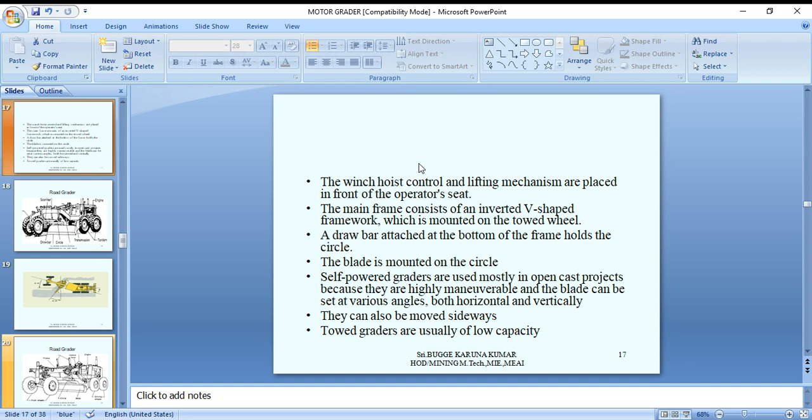Self-powered graders are used mostly in open cast projects because they are highly maneuverable, and the blade can be set at various angles, both horizontal and vertical. They can also be moved sideways. Tower graders are usually of low capacity, because of the tractor attachment. There are few applications, mainly for pulling material behind the tractor attachment.